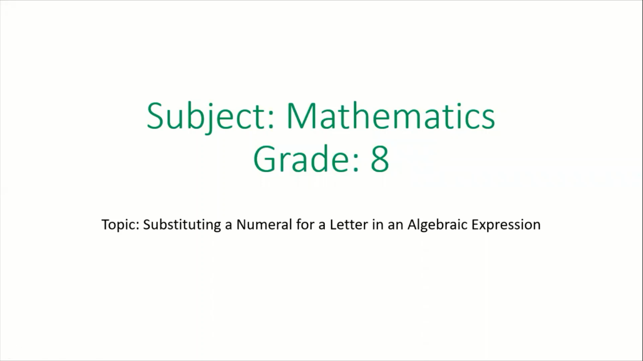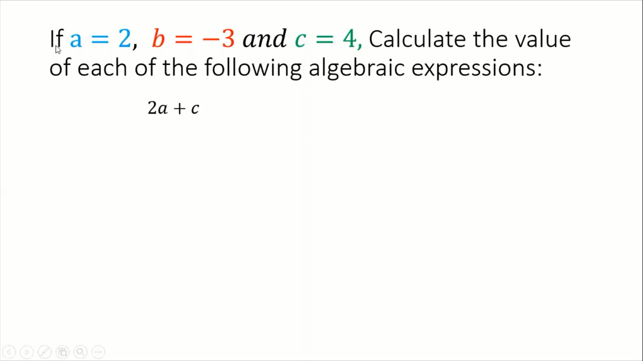What we're going to focus on in this lesson is how we do substitution, right? If A is equal to 2, B is equal to -3 and C is equal to 4, calculate the value of each of the following expressions. The first expression that we're given is 2A plus C.